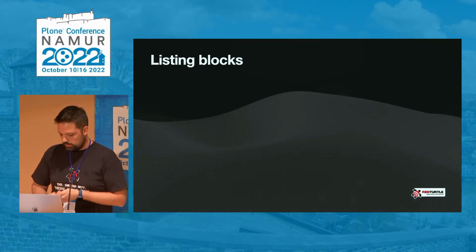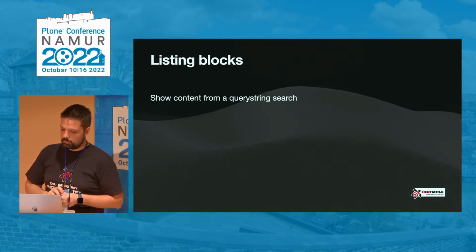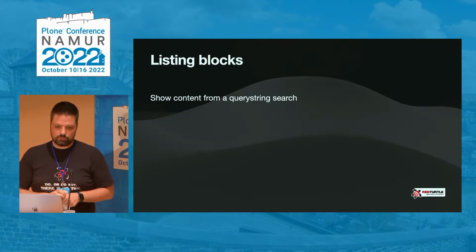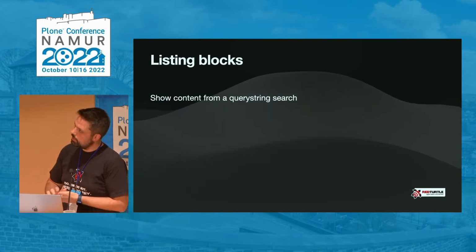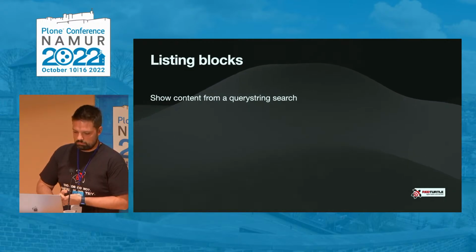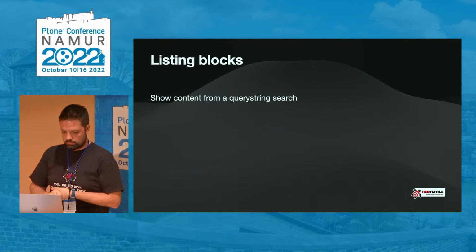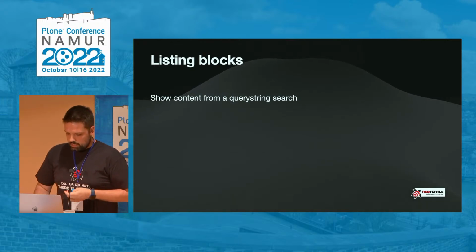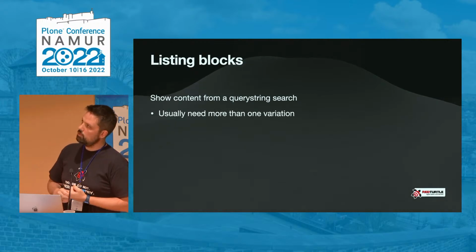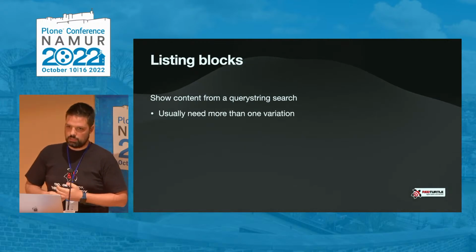While on the other hand, there are listing blocks, which show content from a query string search. This is also pretty straightforward for all of us to understand. We always had collections, and then the listing block has been here for a couple of years, 3 years, I believe. So this block also usually needs more than one variation in a website, because oftentimes you have the latest news, the next events, and stuff like that.